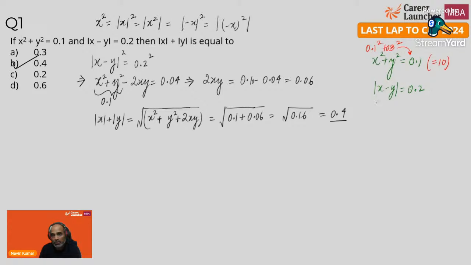Now, if this is true, then 0.1 minus 0.3, the difference mod is going to be 0.2, which makes sense. So since we are asked the sum of mod x plus mod y, as in 0.1 plus 0.3, this will result in 0.4.